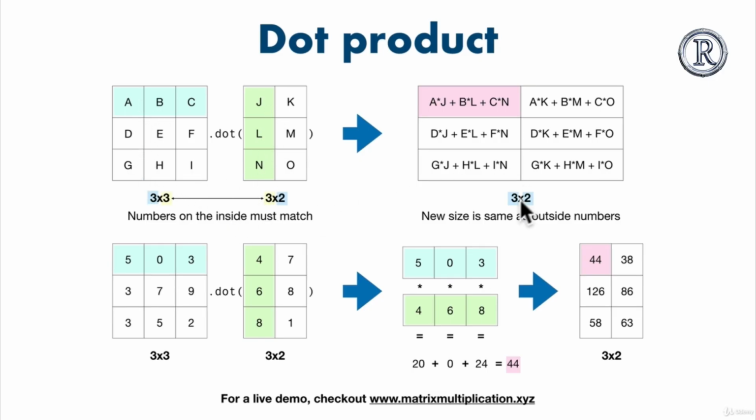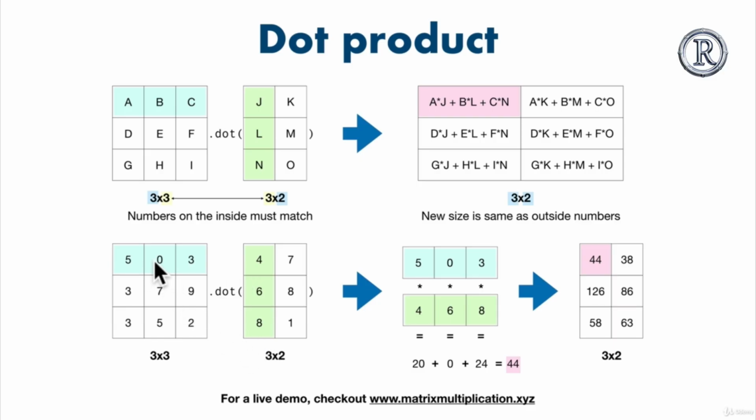And now the resulting matrix is the size of the outside numbers. So the dimensions here are 3 by 2 of this resulting matrix, because the outside numbers of these two matrices are 3 and 2. Okay, so we've got that. For a dot product to happen, the inside numbers must match. Now let's have a look with some numbers that have actually been filled in.